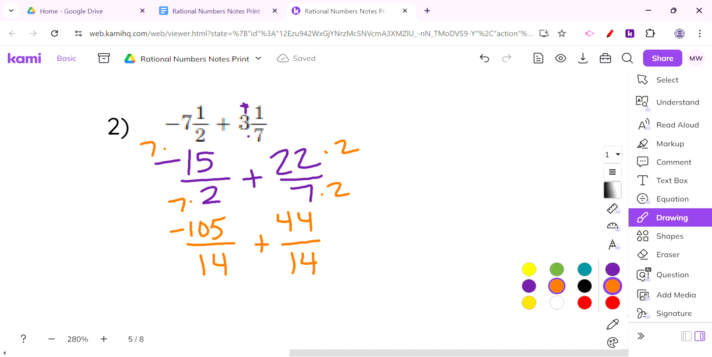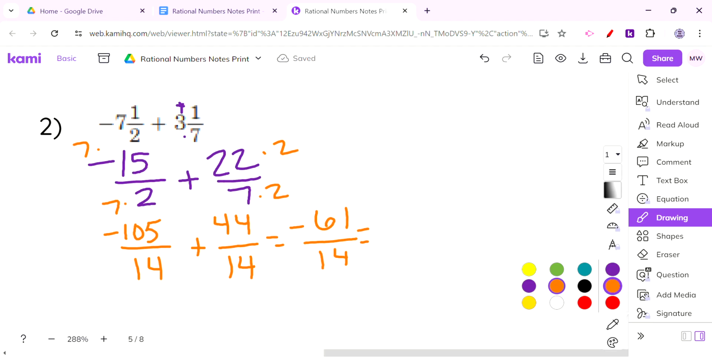These are different signs, so we are going to subtract, and we get -61 over 14. Now, if you divide 61 divided by 14, 14 goes into 61 4 whole times. 14 times 4 is 56. So there are going to be 5 leftovers to get to 61. All right, so there's my answer.